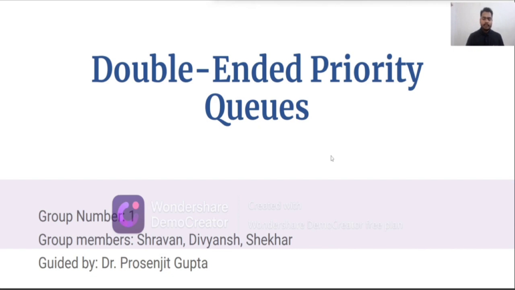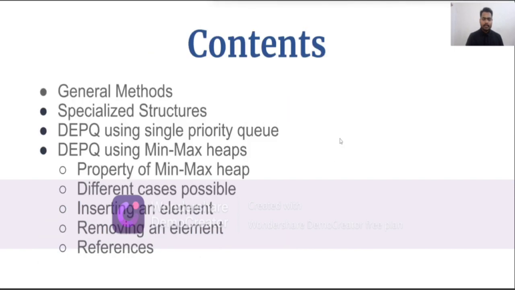So let me go further, and we'll show here what we have done. The table of contents: first of all we will discuss the general methods and then specialized structures with which we can implement doubly ended priority queues, and then how to implement DEPQ, meaning doubly ended priority queue, using a single priority queue, and then DEPQ using min-max heaps. Then we'll see the properties of min-max heaps, different cases possible using min-max heap, inserting an element, removing an element, and references. This part will be covered in parts by the members of the group.